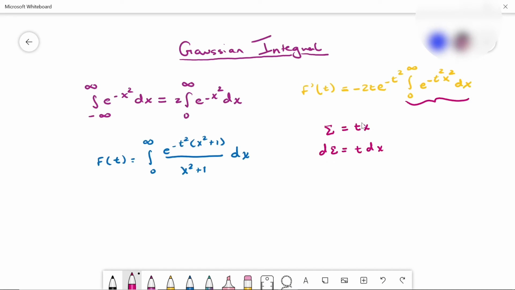Now because this is linear, the bounds are going to stay the same, because as x goes to 0, sigma goes to 0, and as x goes to infinity, sigma goes to infinity. So bounds stay the same. So the integral transforms into the integral from 0 to infinity of e to the negative sigma squared times, so dx, if we rearrange this, is equal to 1 divided by t times d sigma.